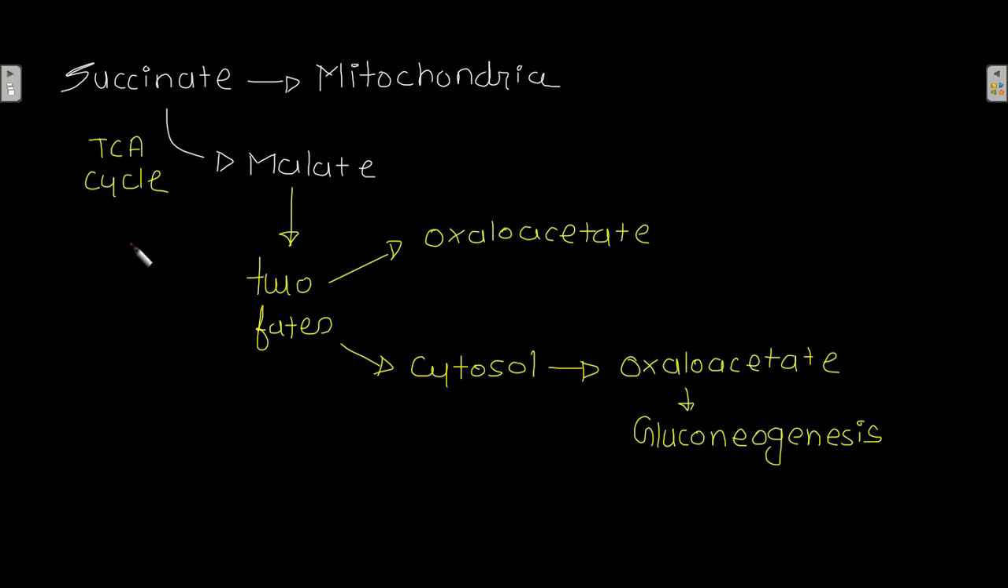Two acetyl coenzyme A molecules are giving you succinate. Then this succinate is transported into mitochondria where it is converted into malate. Now this malate can be converted into oxaloacetate in the mitochondria, or it can be transported into cytosol and there it is converted into oxaloacetate, and this oxaloacetate then is subjected to gluconeogenesis.